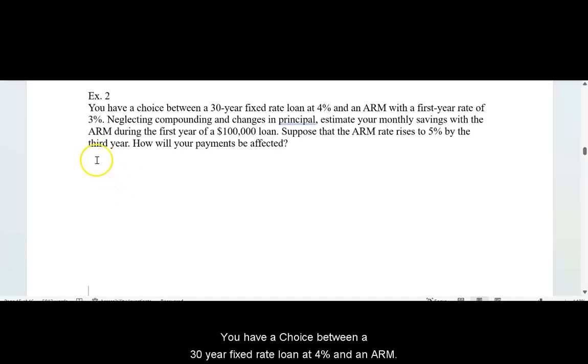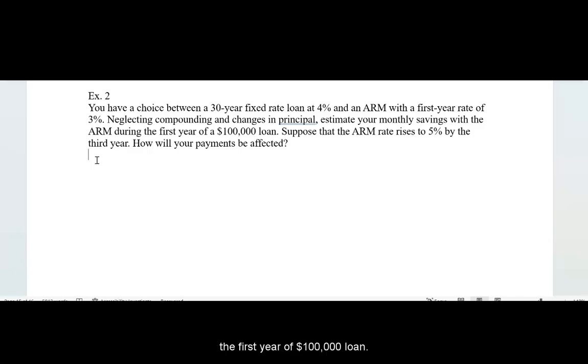You have a choice between a 30-year fixed rate loan at 4% and an ARM. Remember, we talked about that in our previous video, an adjustable rate mortgage with a first-year rate of 3%. Now, neglecting compounding and changes in principal, estimate your monthly savings with the ARM during the first year of a $100,000 loan. Suppose that the ARM rate rises to 5% by the 3rd year. How will your payments be affected?